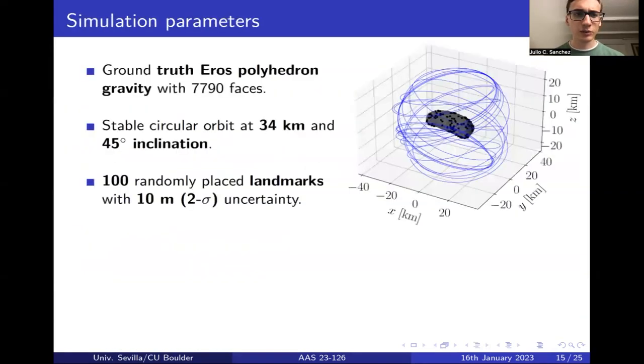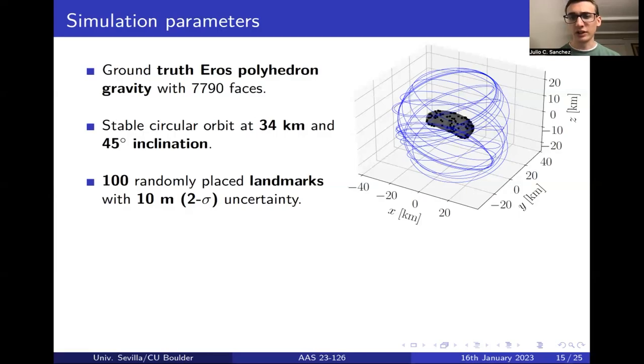Going to the results that we have obtained, we are first going to set up the simulation parameters. We are going to assume that the ground truth gravity model will be that of Eros, with a polyhedron gravity model that has a constant density. We are going to assume a stable circular orbit located at a radius of 34 kilometers and 45 degrees of inclination. And we are going to place 100 random landmarks on the small body surface with a Gaussian error of 5 meters, 1 sigma for each one. So they are not perfectly known. That's the source of uncertainty in our problem.